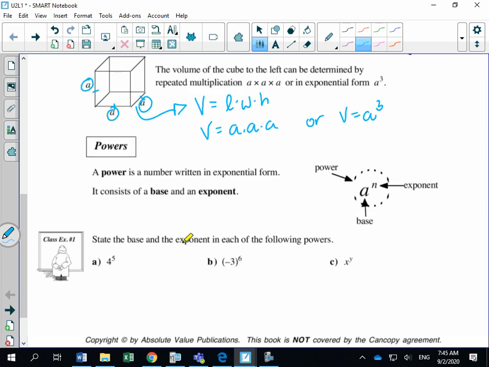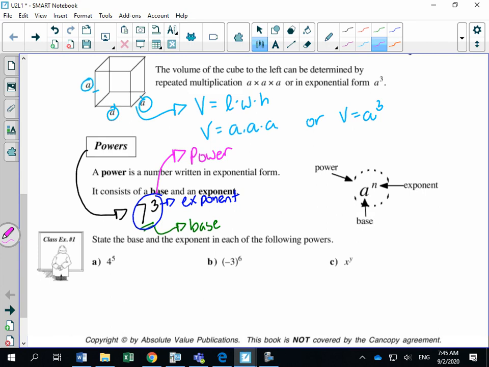Powers. So you did do powers and exponents in grade 9. So hopefully the first part of this lesson is going to be a review. But basically, if I have 7 to the power of 3, this 7 is my base. The 3 is my exponent. And the entire thing, which is 7 to the power of 3, I would denote as my power. Okay, so you need to be able to distinguish between base, exponent, and power.